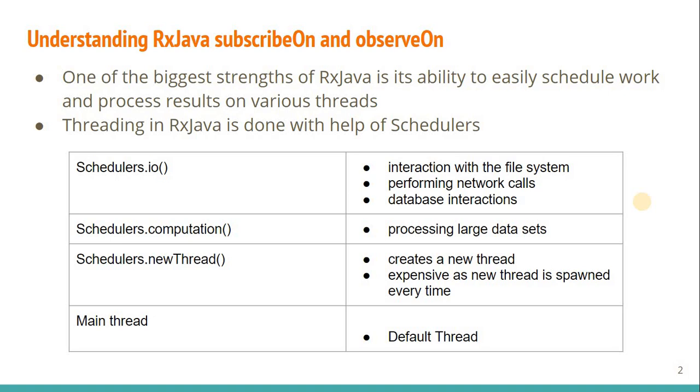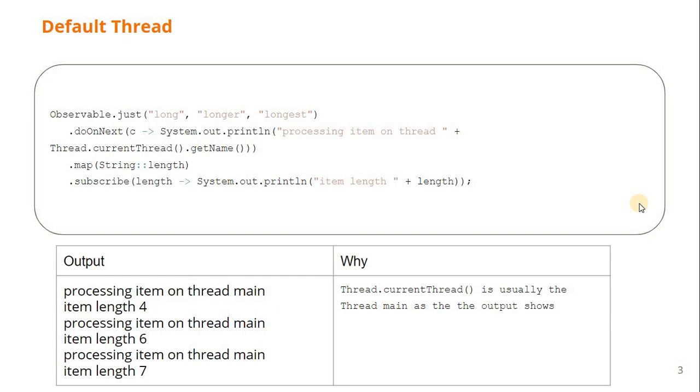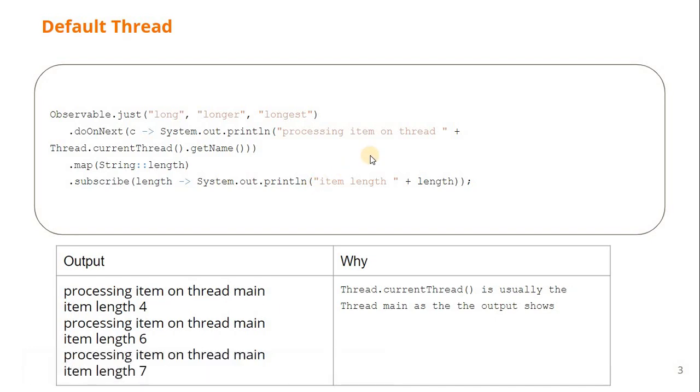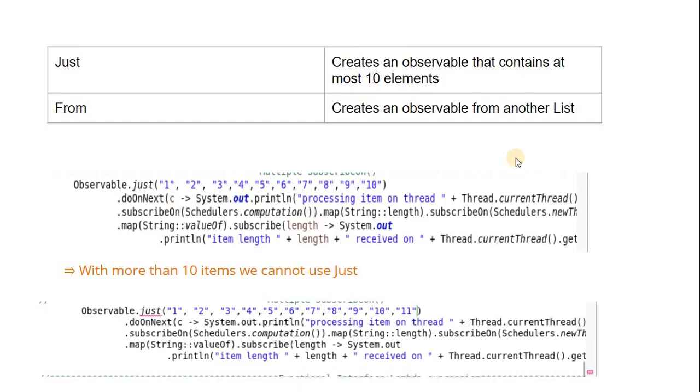Let's prove it. Here we created an observable that contains 3 items. In fact, observables in RxJava are the source which emits items to the observers. We want here to map each string to its length and print the result with the thread that processes the treatment. As you can see in the output, the result was processed in the main thread, as we said. We also use a just operator, which creates an observable that contains at most 10 elements, no more. The from operator creates an observable from another list.